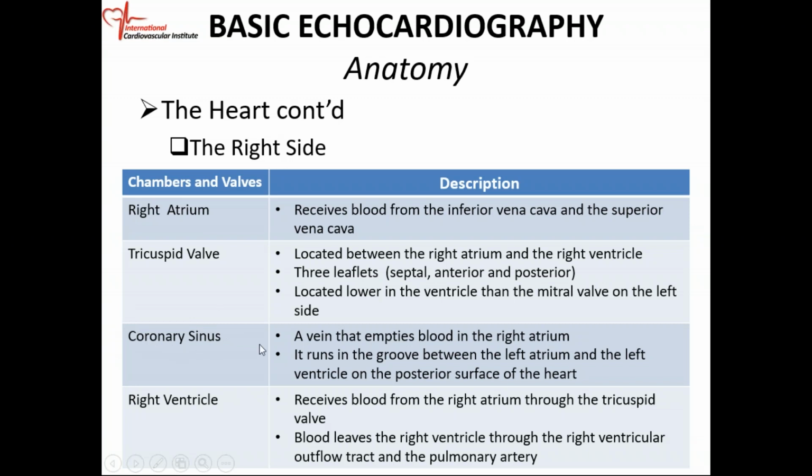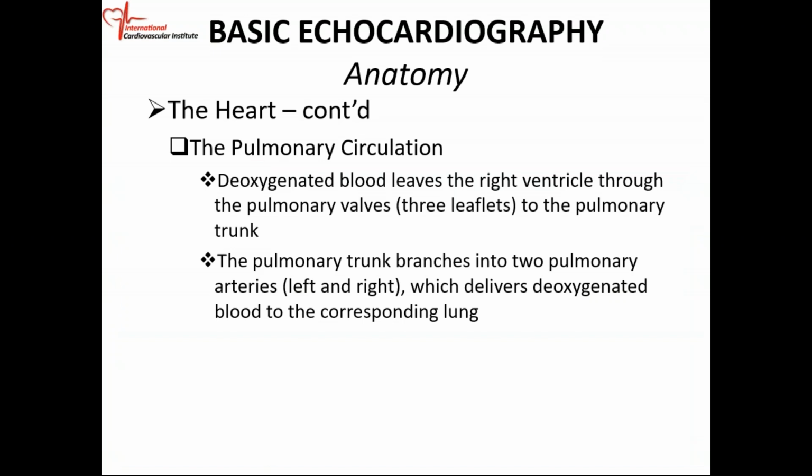All right, so we have the coronary sinus. That's a vein that empties into the right atrium. It runs in the groove between the left atrium and the left ventricle on the posterior surface of the heart. And then the right ventricle receives blood from the right atrium through the tricuspid valve. Blood leaves the right ventricle through the right ventricular outflow tract and enters the pulmonary trunk or the pulmonary artery.